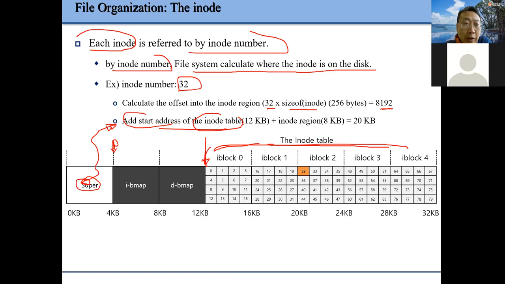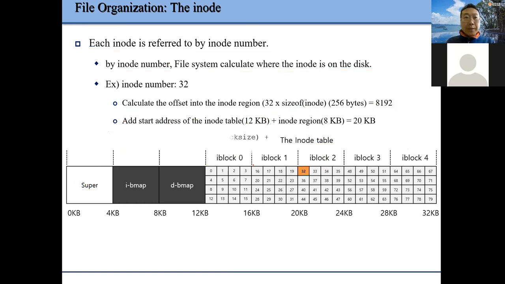If we want to work with a particular file system, we have to get the superblock information. Then we know where to start this table. In this case, the starting address is 16 kilobytes, plus our starting offset of 8 kilobytes. Then we go to 20 kilobytes, and we can find the corresponding location on disk, okay?